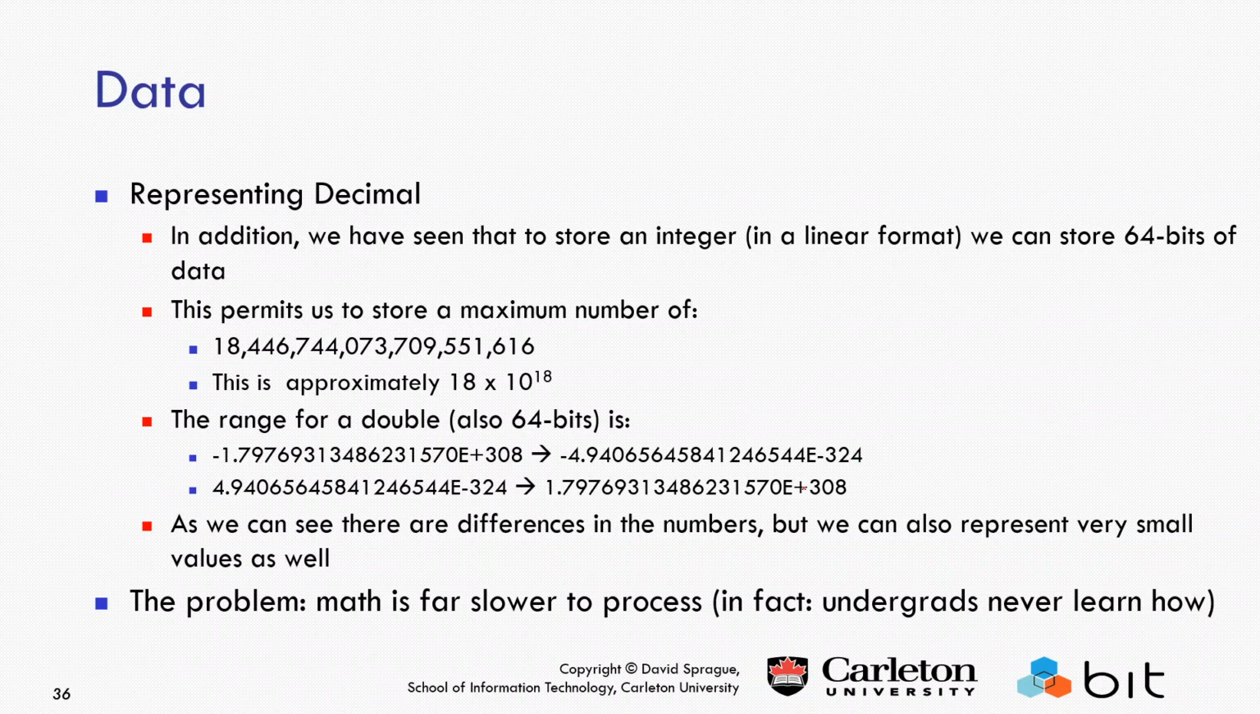This is exponent 308. So 2 to the power of 308, 1.797 times 2 to the 308. That is quite a large number. It gives you a very large range, but it does mean that you're going to get some rounding errors. And you can get some. The math is actually problematic.